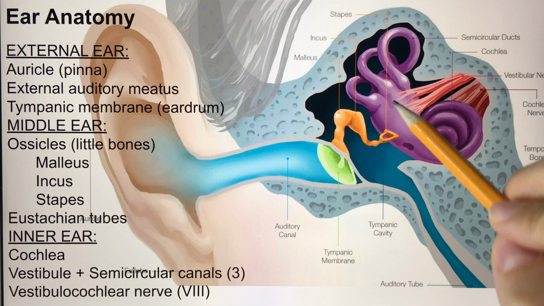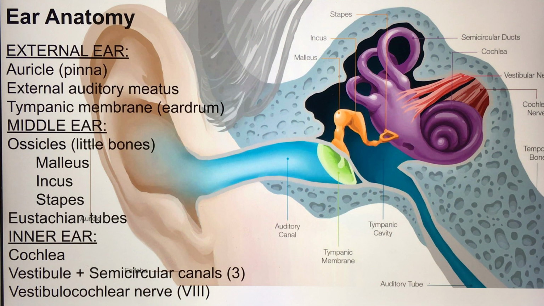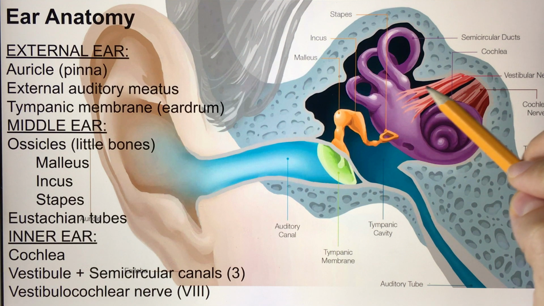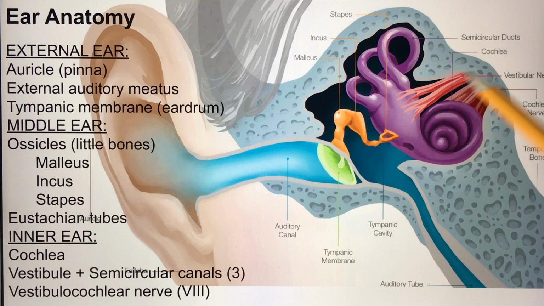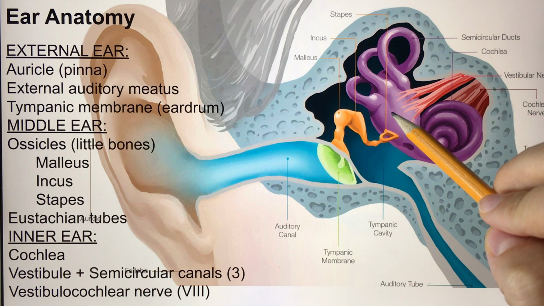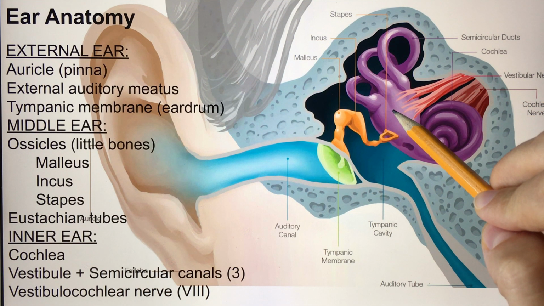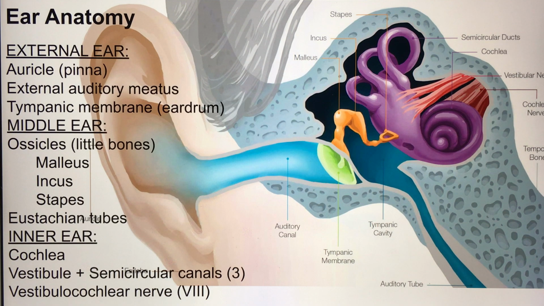So what the structures in the vestibule do, they actually provide us with a sense of balance and orientation in space. These hair cells in the vestibule are also connected to the brain, but through a different set of neurons. You can see a separate nerve. It's called the vestibular nerve, and it connects the hair cells in the vestibule to the brain and provides us with a sense of balance.